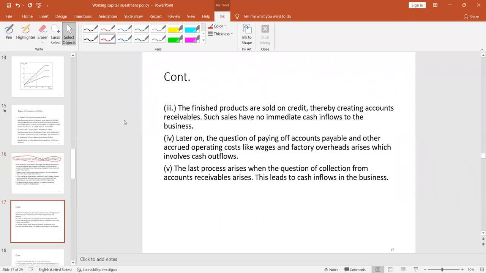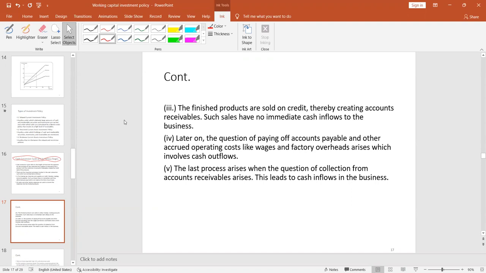Number three. The finished products are sold on credit. That means accounts receivable. So you are not getting cash immediately. You have to wait. So how much waiting? One is you are buying raw materials, so you don't need to pay cash. It's good. But after purchasing raw materials, you have to wait to convert these raw materials to finished goods so that you can start selling. And then again, you have to wait because you are selling on credit. So you are not getting cash. So you need to wait for production. You need to wait for sales. If your sales are on credit, then you need to wait for getting cash.